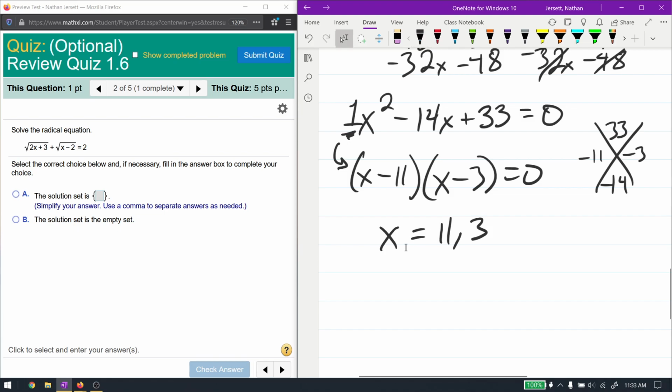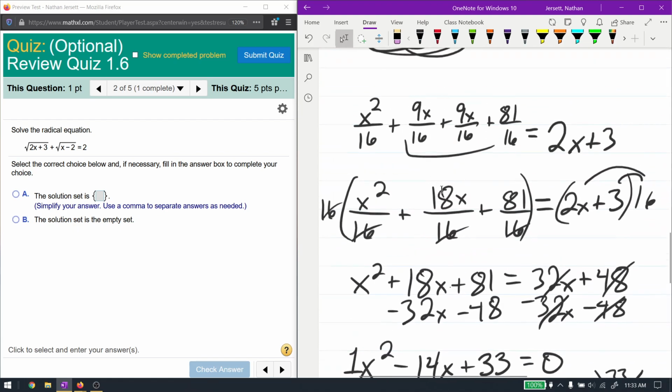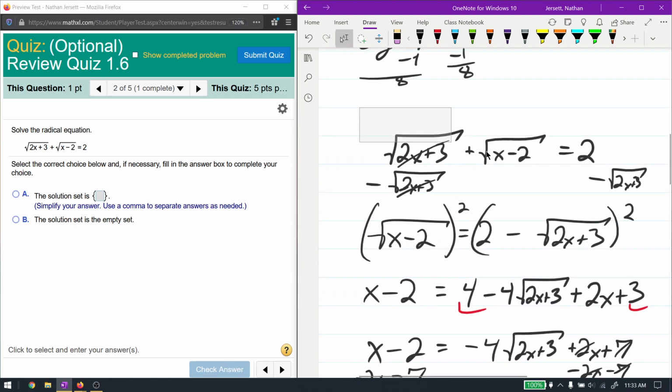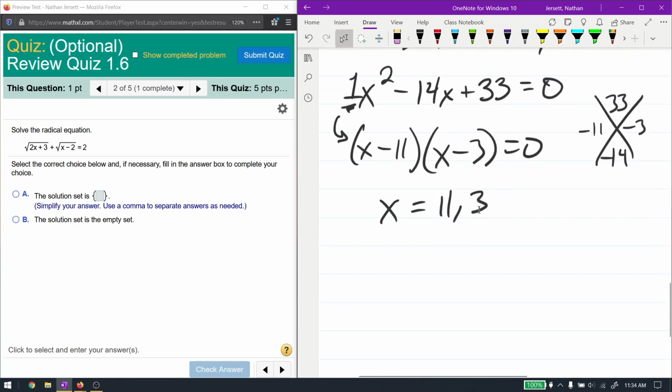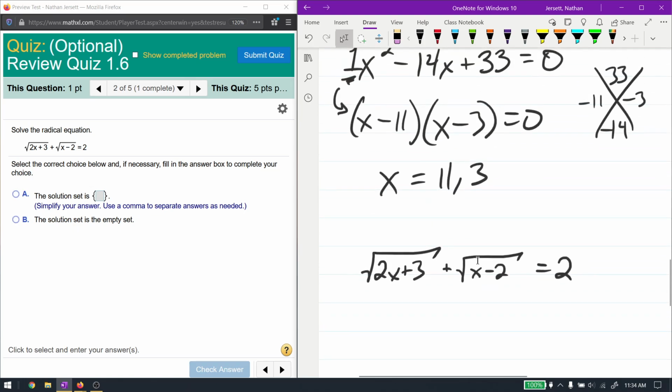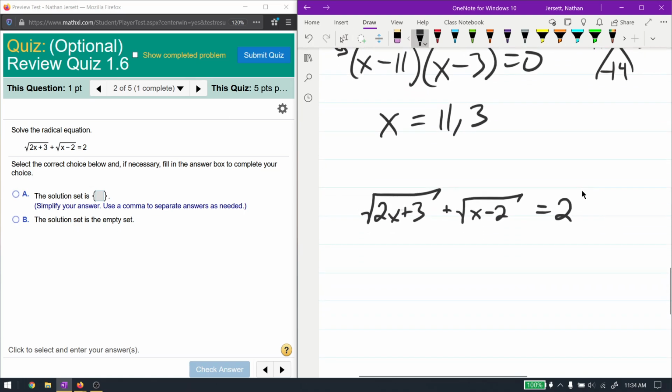Now I have to check this. So let me go back to the original problem. This one was a long one. This is the original problem. And I'm going to plug my answers into there. So the first one is 11. So let's plug in 11. Get my red.